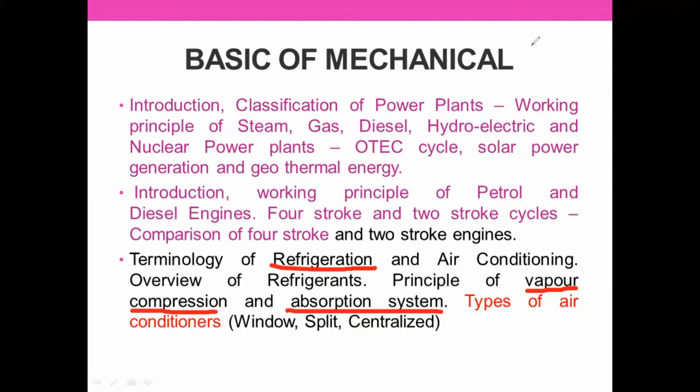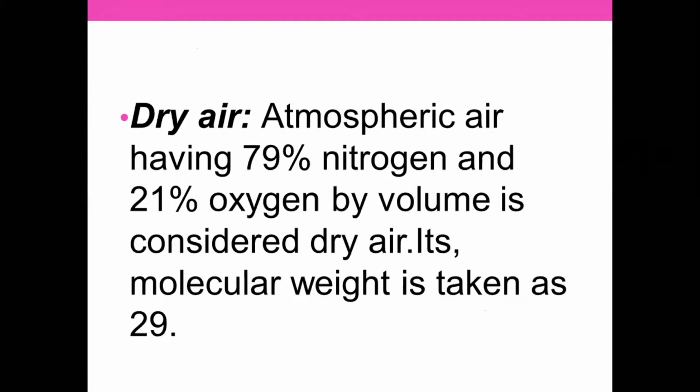Okay. So today we will discuss types of air conditioners. Before going to that topic, we have to understand some basic terms related to the air conditioning system. So the first term is dry air. Dry air is nothing but an atmospheric gas having 79% of nitrogen and 21% of oxygen. Okay, and its molecular weight is 29. So this is dry air.